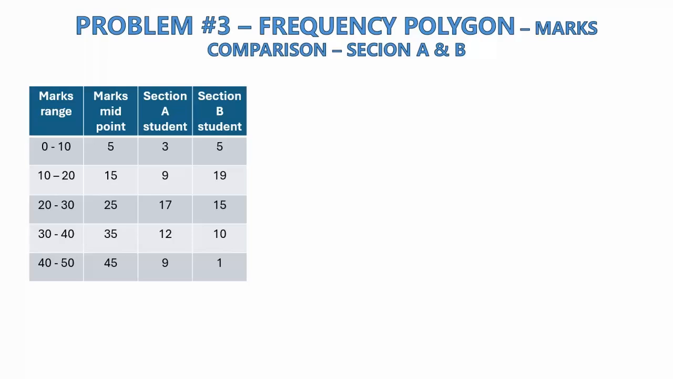Okay, in 0 to 10, section A has 3 students, whereas section B has 5 students. Similarly, between 10 to 20, section A has 9 students and section B has 19 students, and so on and so forth. Okay, now for a frequency polygon, you need the midpoint of the ranges. Okay, so we have calculated that in column number 2. So column number 1 gives 0 to 10, which is the range, and the midpoint of that is 5. Again, 10 to 20 range, midpoint of it is 15, and so on and so forth. Okay, so column 2 gives you the midpoints, and section A and section B are giving you the number of students falling in that range for section A and section B.